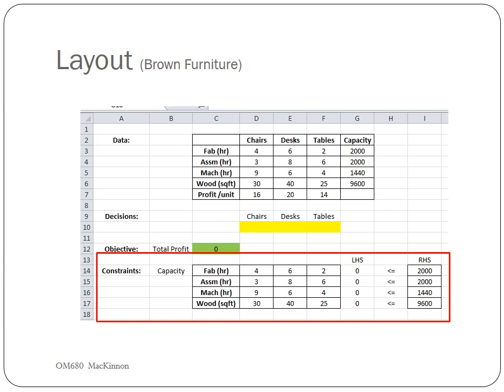The decisions should be in yellow. The objective should be in green. Everything should be labeled. And always reference cells when possible rather than embedding parameters or numbers into your equations.